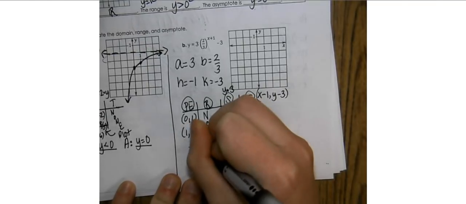But before I plot them, I'm going to identify what my domain is going to be, my range, and my asymptote. My domain is always going to be all real numbers. My range, because there is no reflection, we're going to have y is greater than my k value. And my k value is -3, so my range is going to be y is greater than -3. My asymptote is always a horizontal line for these types of functions, and it's going to be y is equal to my k value, which is -3.